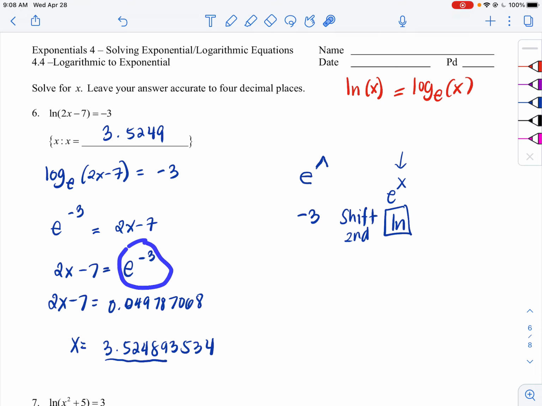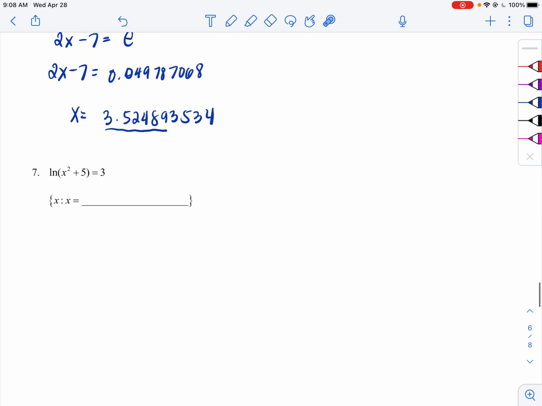There you go. Again, I'll repeat. You do this first in your calculator. Once you get the answer to that, you add 7. And then you divide by 2. Okay, moving on.